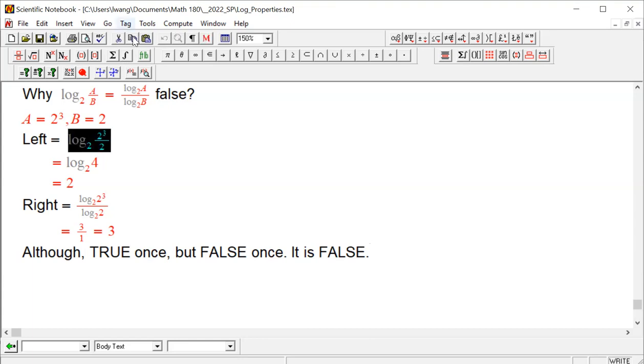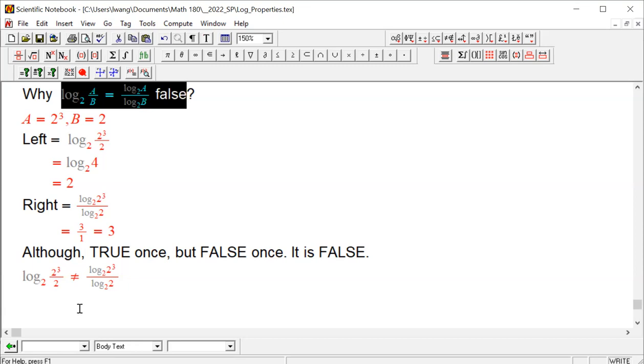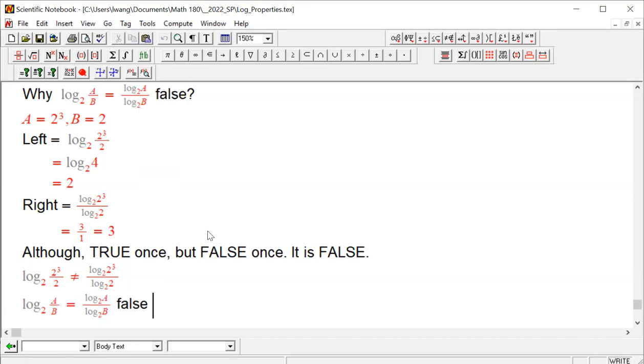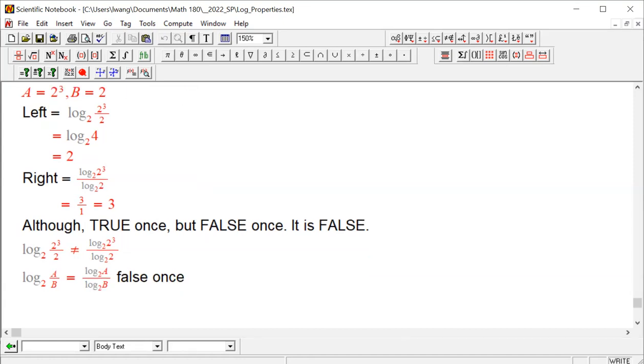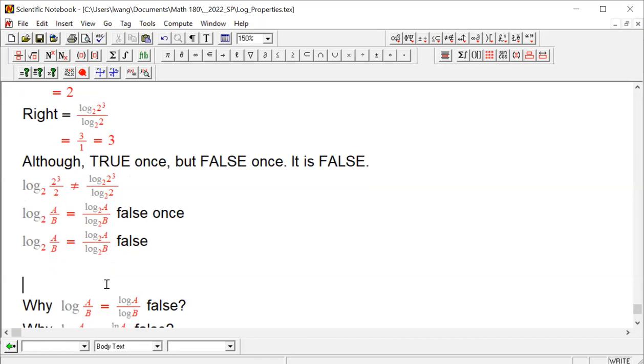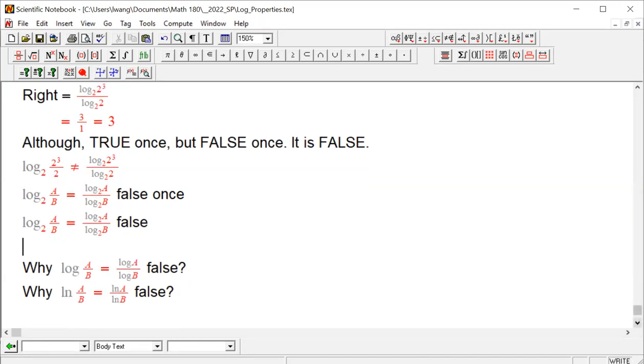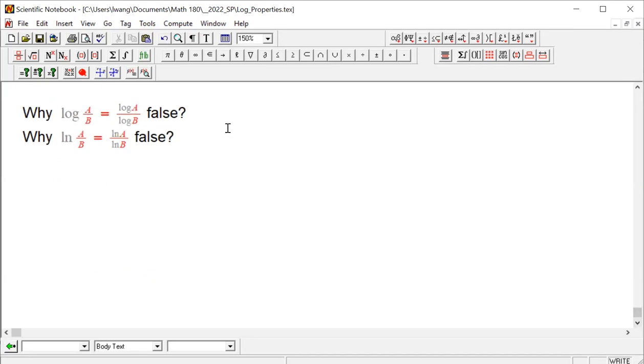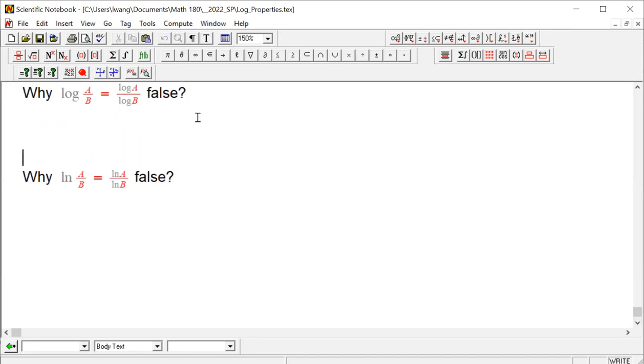Now we have it, right? So this piece is not equals to that piece, i.e. this piece false once. Therefore, it is false. Okay, I hope that's clear. False once, false, but true once is not necessarily true because to be true, you have to be true every time.